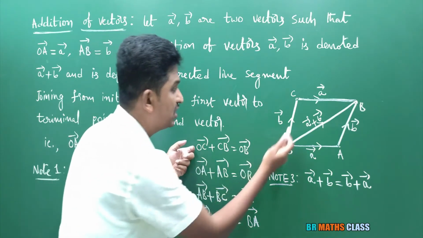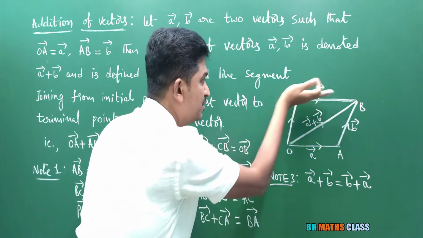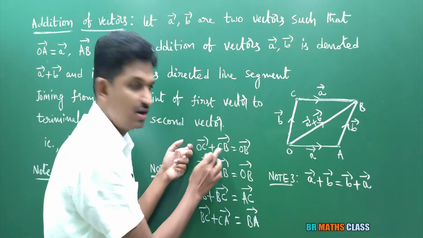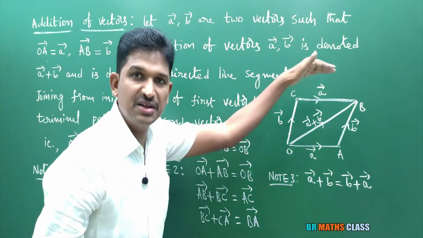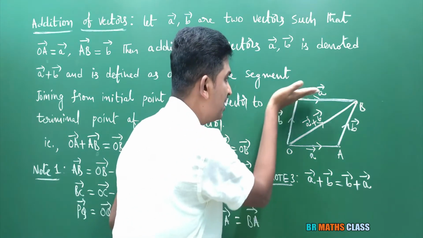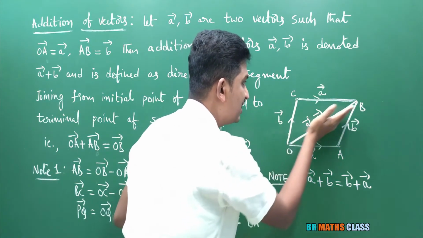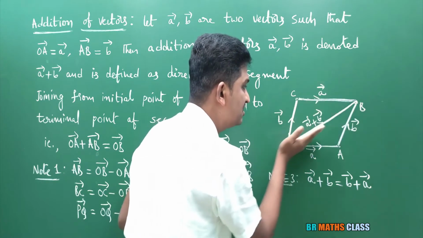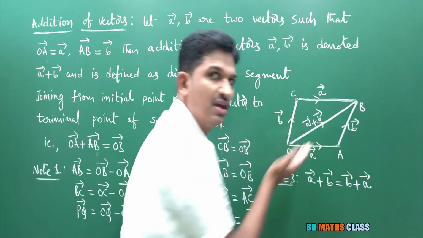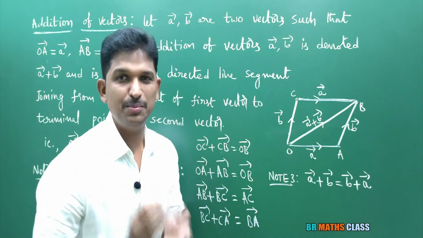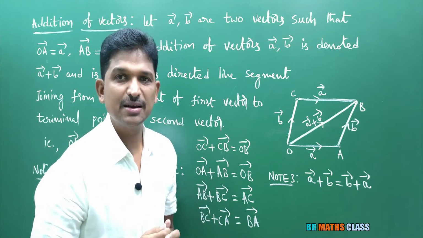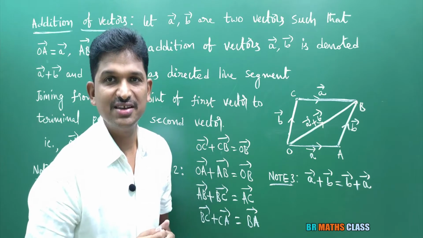Here, OC bar is B bar, CB bar is A bar, and OC bar plus CB bar is OB bar. That means B bar plus A bar. You observe this B bar, A bar; this vector is in the opposite direction of these two. This is B bar plus A bar. This tells you that A bar plus B bar is the same as B bar plus A bar. Please think a little bit. You can understand this very easily.